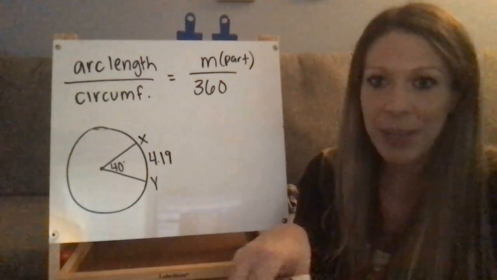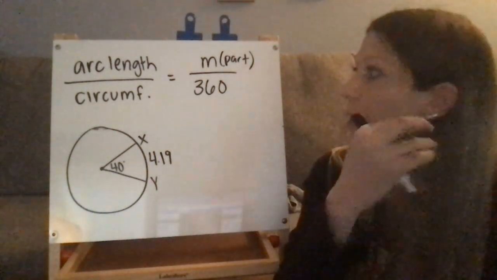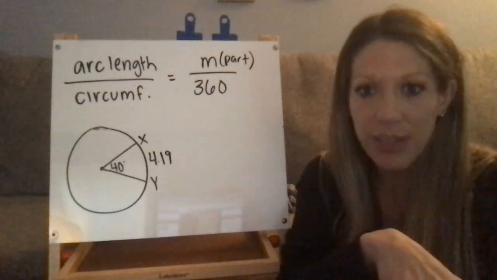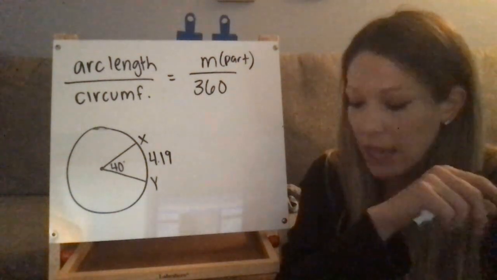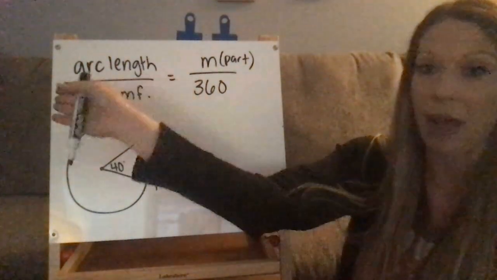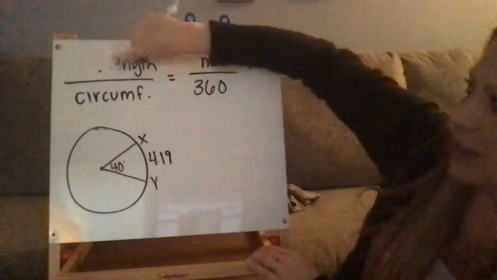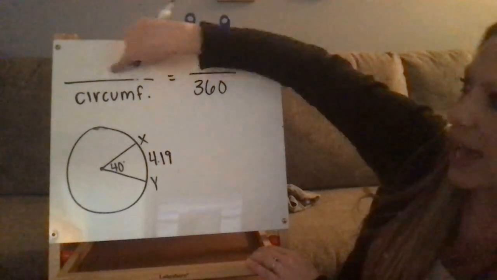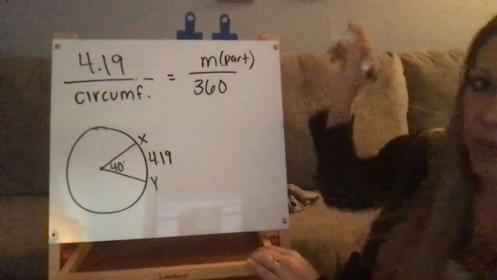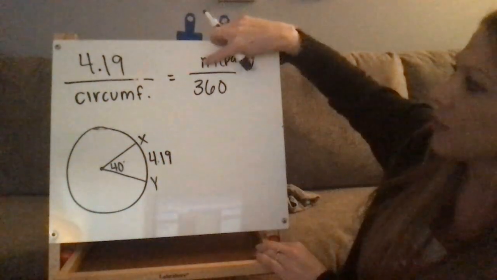The reason I like using the proportion, on the next slide, first example, is that even if we're missing something other than the arc length, we can use the proportion to figure out what's missing. For this example, we're missing the circumference, the length around the whole circle. We know the length of part of the circle. The length of X to Y is 4.19. We do not know the length around the whole circle. We know the measure from X to Y is 40 degrees.